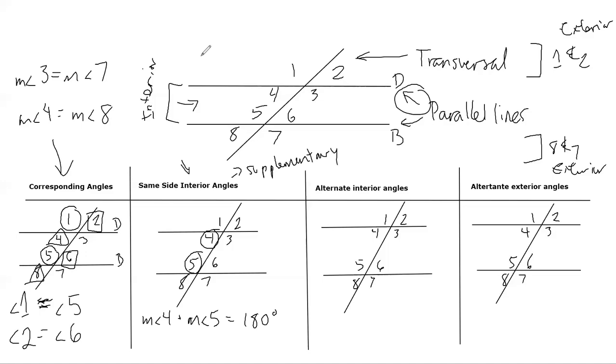There's that word from last week. So remember, supplementary means 2 angles that add up to equal 180. Well, same side interior angles, like angles 4 and 5, add up to equal 180. And this is really important. You guys need to remember this because you're going to use it to solve a lot of problems.